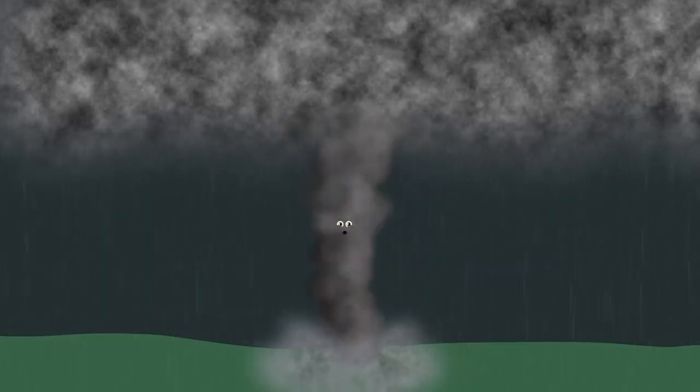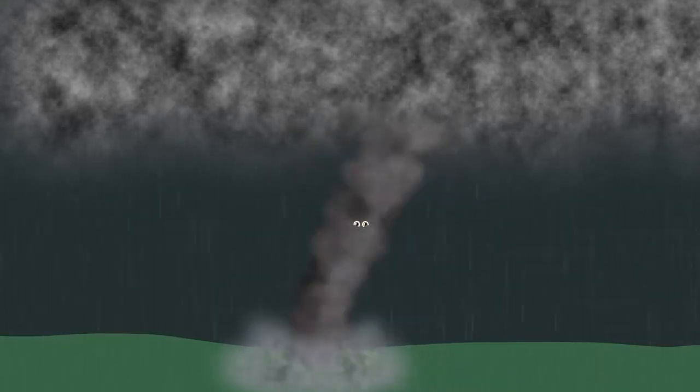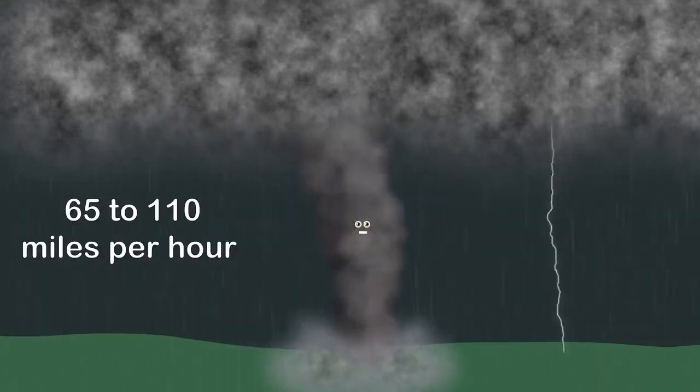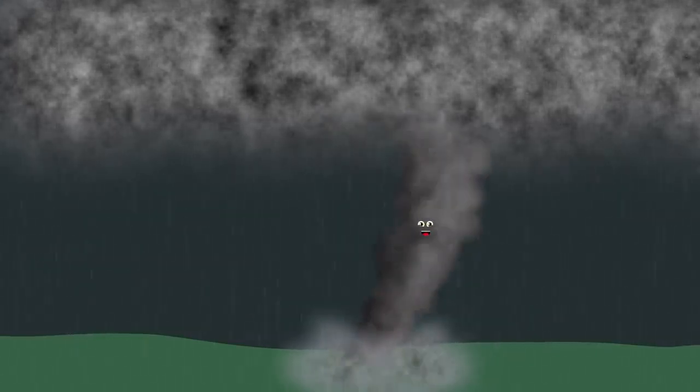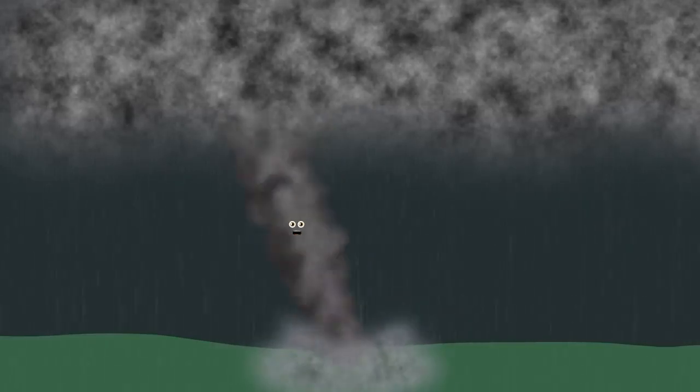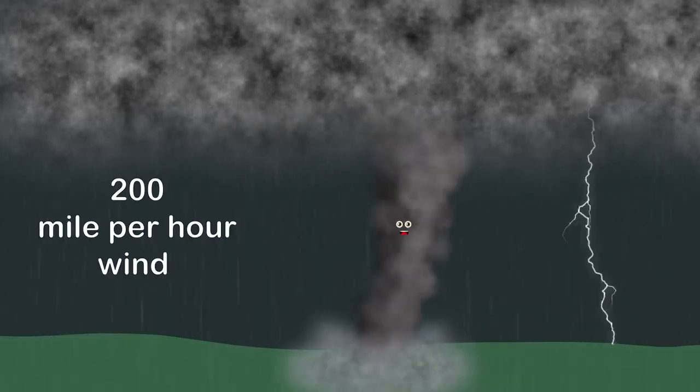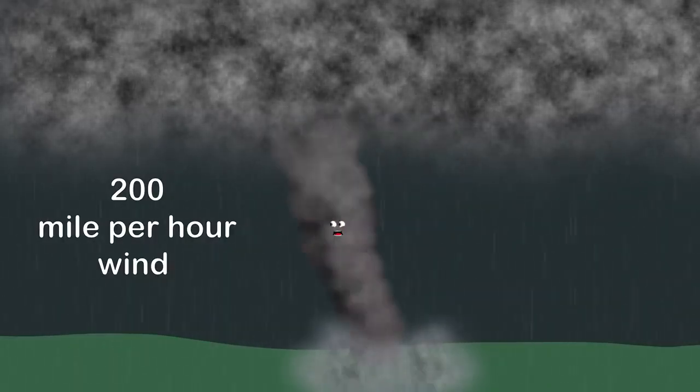Most tornadoes don't live long and only have some power. This produces winds between 65 and 110 miles per hour. Some others last over an hour and are much stronger than these. Produce a destructive 200 mile per hour wind.